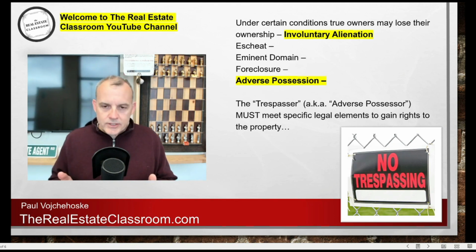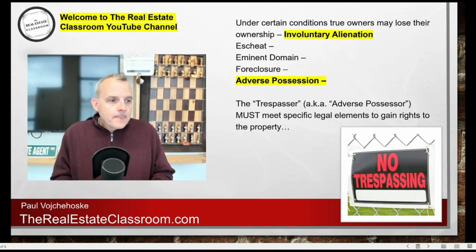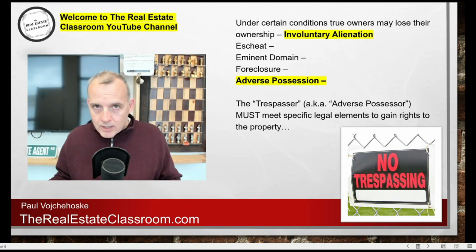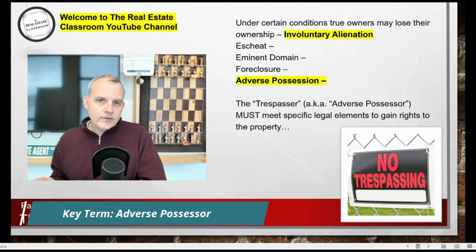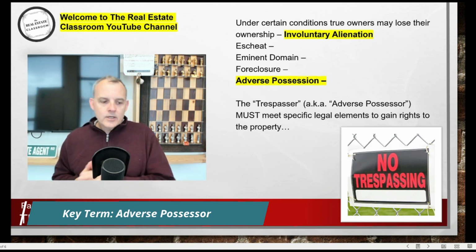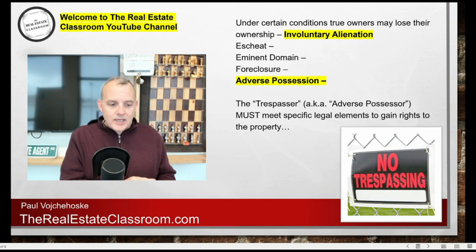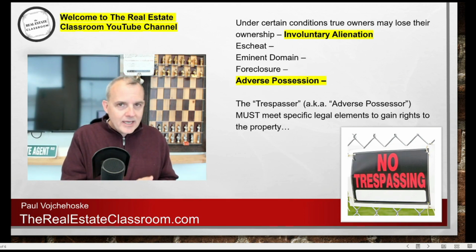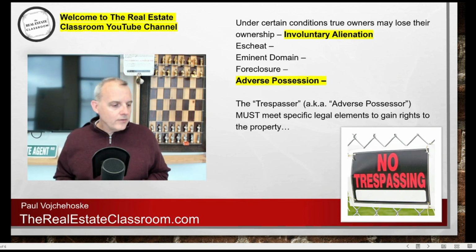Now, adverse possession starts out as an illegal act, right? So when we think of trespassing, the first thing we think of is somebody goes onto someone else's piece of property without their permission, and they are trespassing. It is breaking the law. Trespassing is a crime. But there is a point at which a trespasser becomes what we call an adverse possessor. All right? So they start out trespassing. They're breaking the law. They're known as a trespasser. But because they have met certain legal elements, they have gained certain rights to that property as an adverse possessor. And that's what I want to discuss.